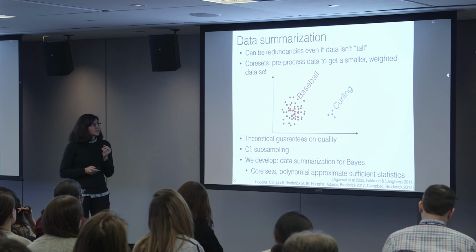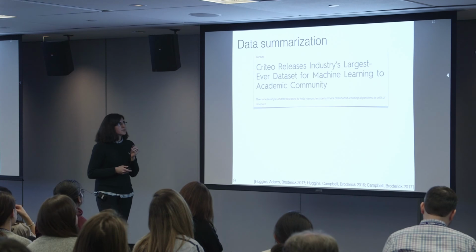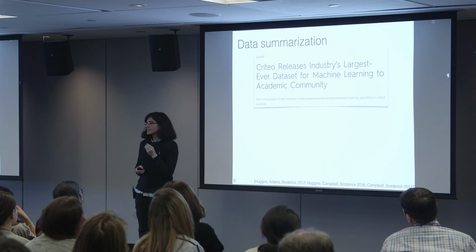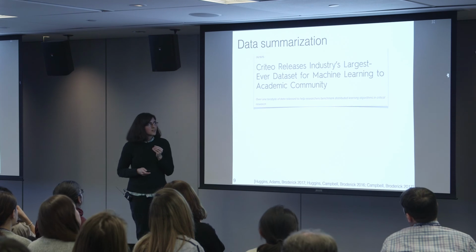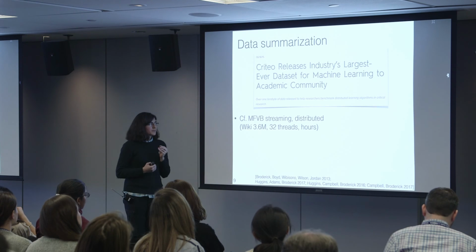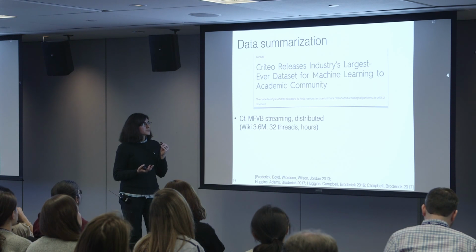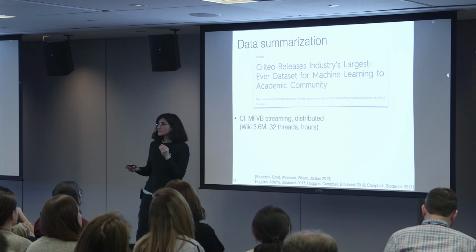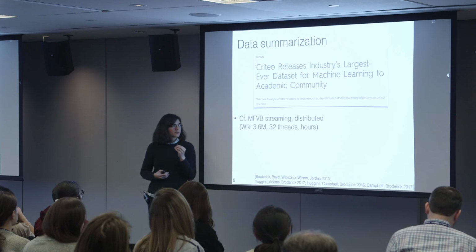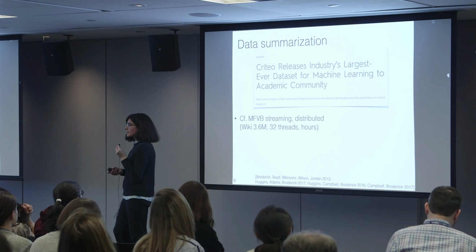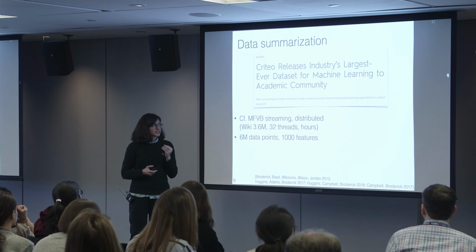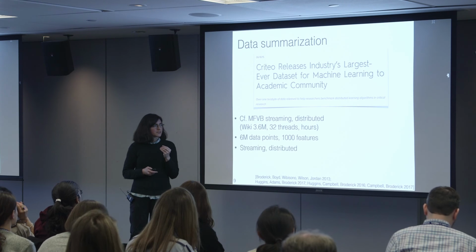Okay, let's see really briefly how this works on real data. Criteo is an online advertising firm. They released an extremely large data set for the machine learning community to use. So that's nice. Just to give you a sense of what we might be expecting going in, we've done previous work on mean field variational Bayes, making it streaming and distributed, and we find that we can run on 3.6 million documents from Wikipedia using 32 threads in a matter of hours. In this case, we'll look at 6 million data points from this Criteo data set with 1,000 features.